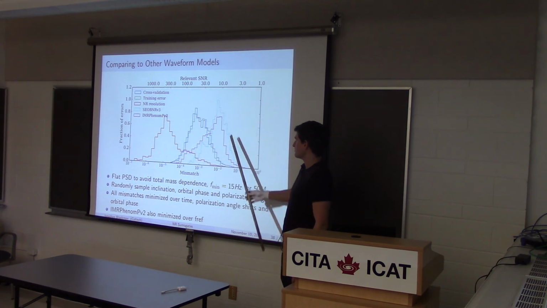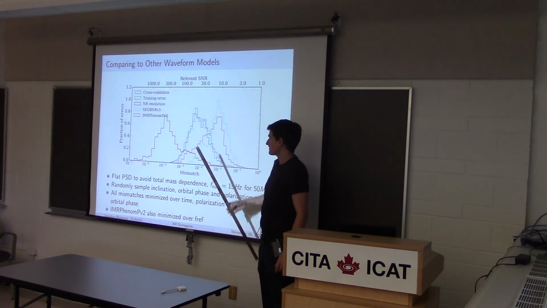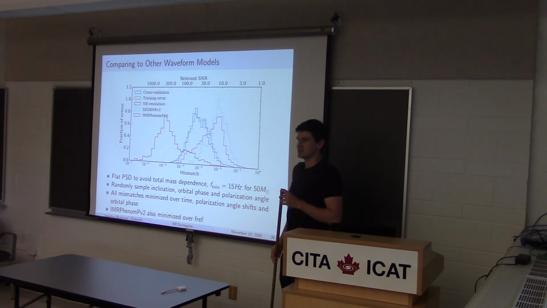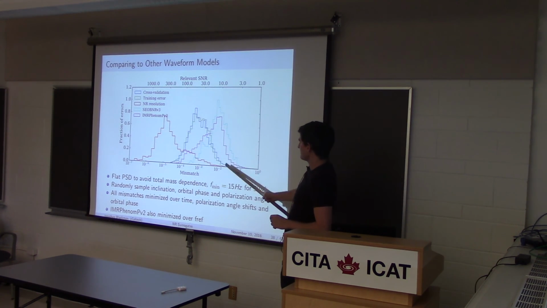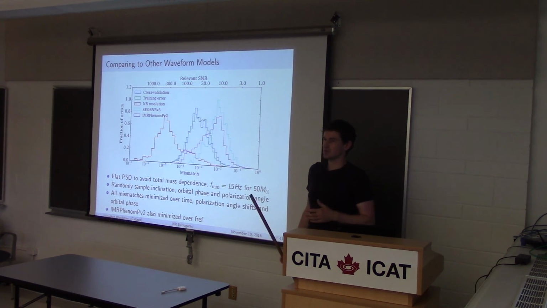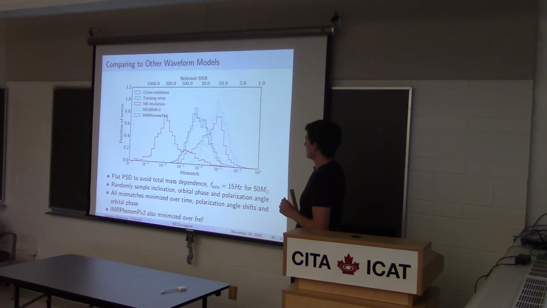So the cyan and purple curves are the SEOBNRv3 and PhenomPv2 curves, which are used by LIGO in gravitational wave parameter estimation. So they have typical mismatches of 10 to the minus 2 when we look in this region of the parameter space. So we do about an order of magnitude better than them.